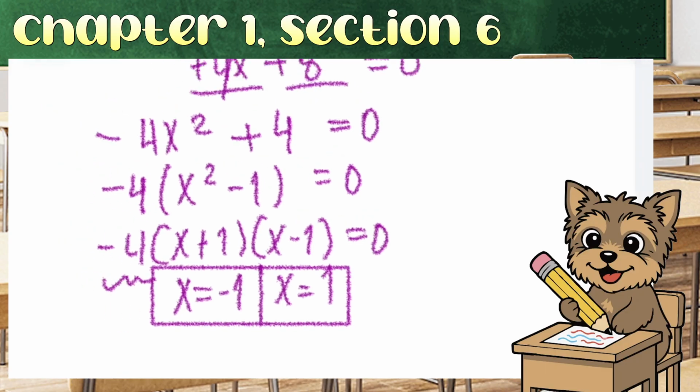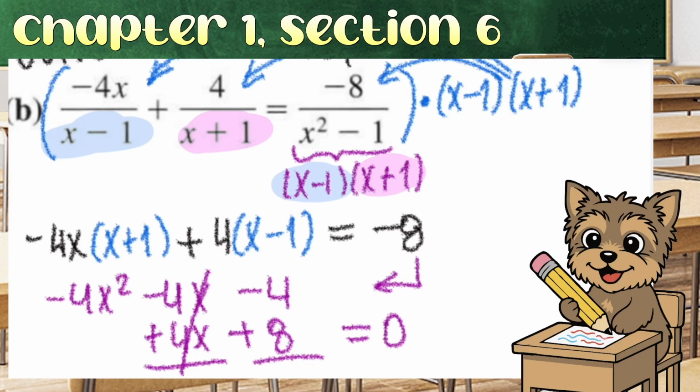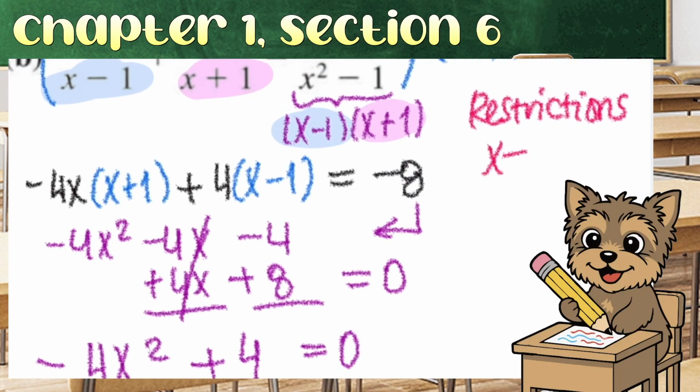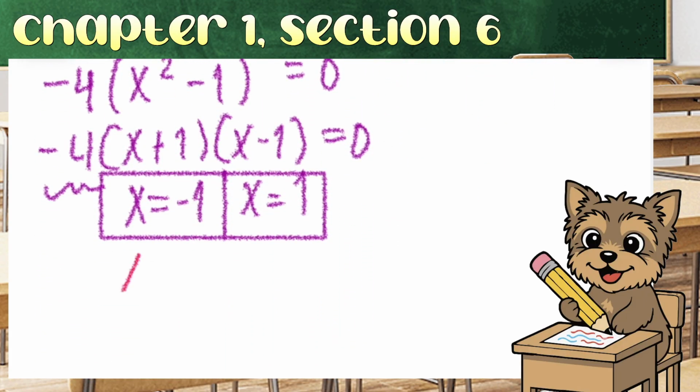I get two answers. However, in the beginning, did we state our restrictions? So let's look at our original problem and what the denominators were, right? In the original problem, I had x minus 1 and I had x plus 1. So that means x cannot equal 1 and x cannot equal -1. So I have my restrictions right there. And then wait a minute, x can't equal -1, x can't equal 1. So what does that mean?